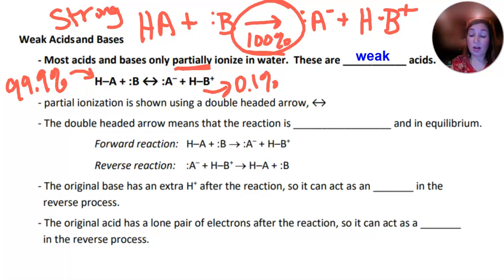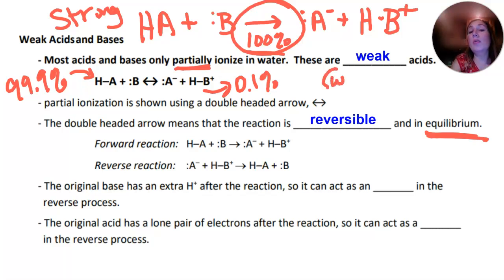So these only slightly, partially ionize in water, and these are weak acids and weak bases. We have to use this reversible arrow because we've got partial ionization. It's shown with a double-headed, or reversible, arrow. That means the reaction is reversible and in what we call equilibrium. There's this back and forth: not only are reactants going to products, but products are going back to reactants at any given time.